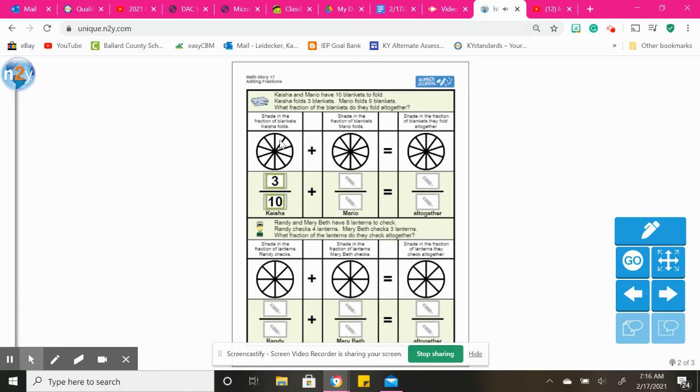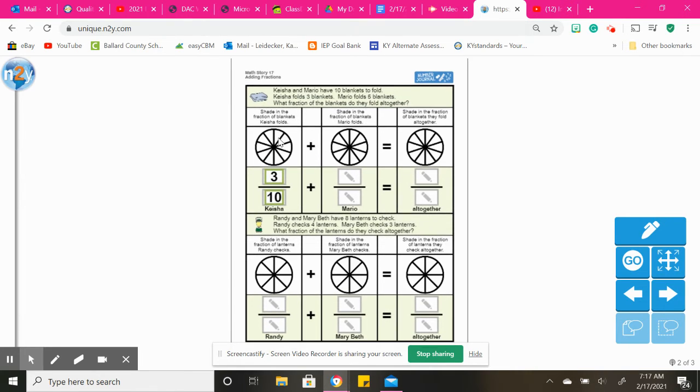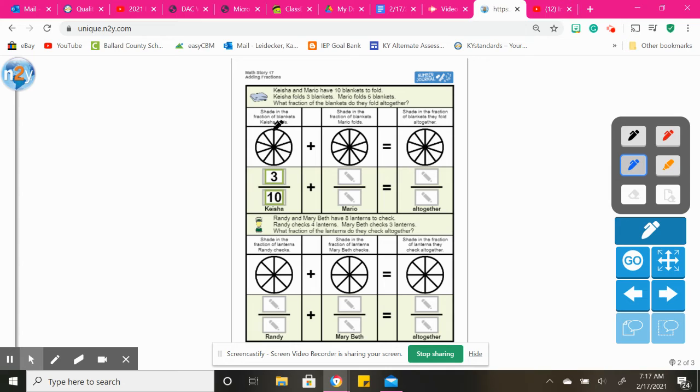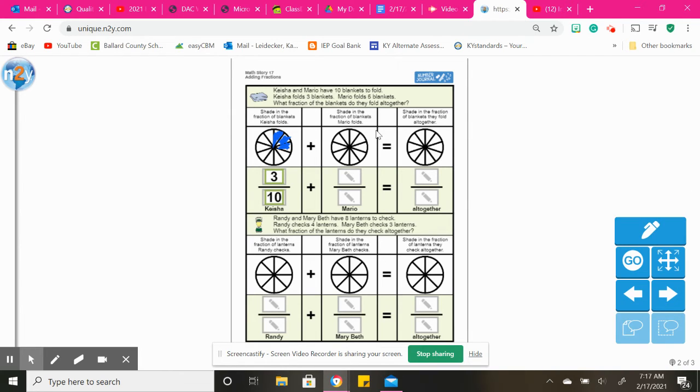Shade in the fraction. I can't shade. I guess it wants us to use our crayons. So 1, 2, 3. 3 are shaded because she did 3 out of the 10.